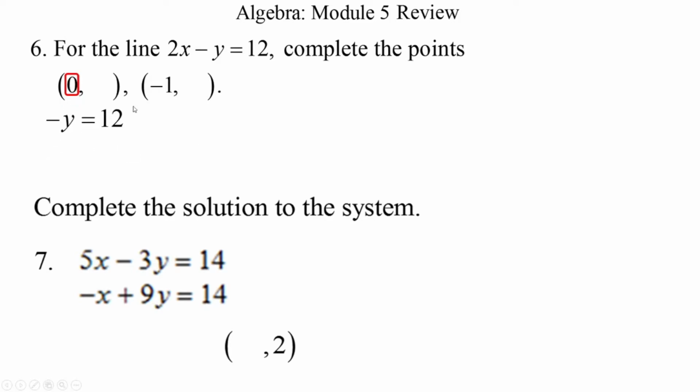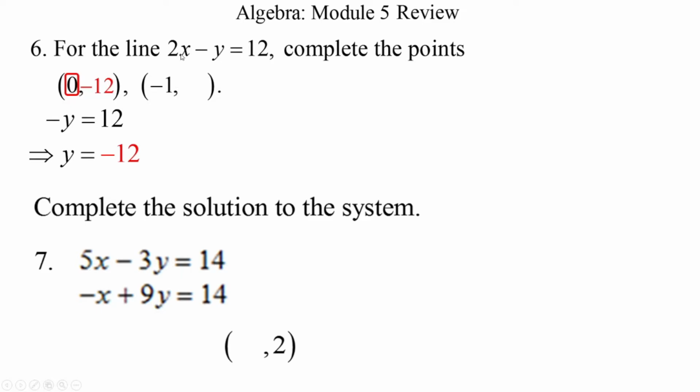So if that x is a 0, 2 times 0 is gone, and that left me -y equals 12. Well, I'm solving for y, and if the opposite of y is 12, that implies y would have to equal -12. So this y coordinate right here, -12. Now, what if my x is -1?